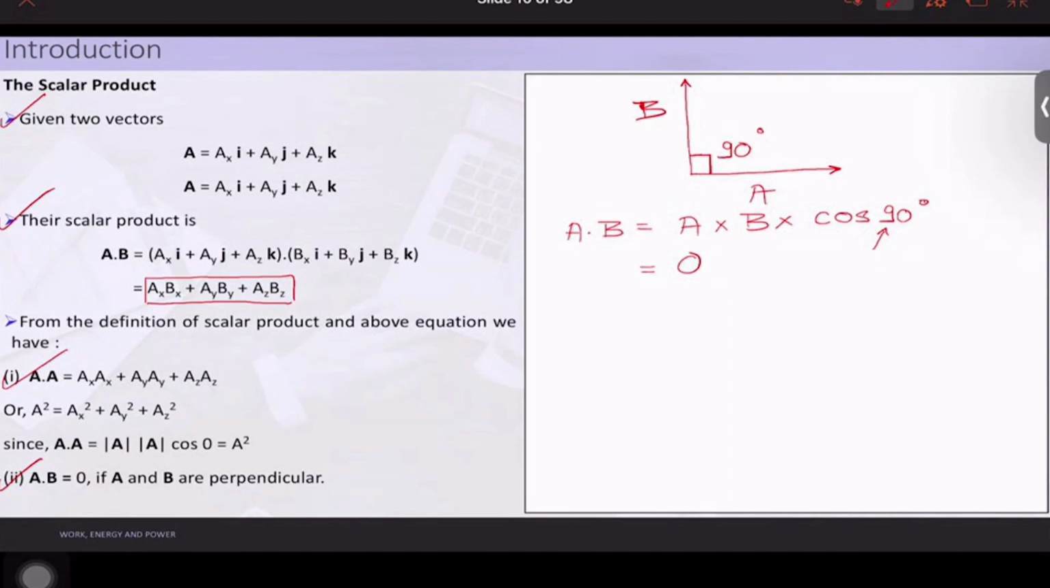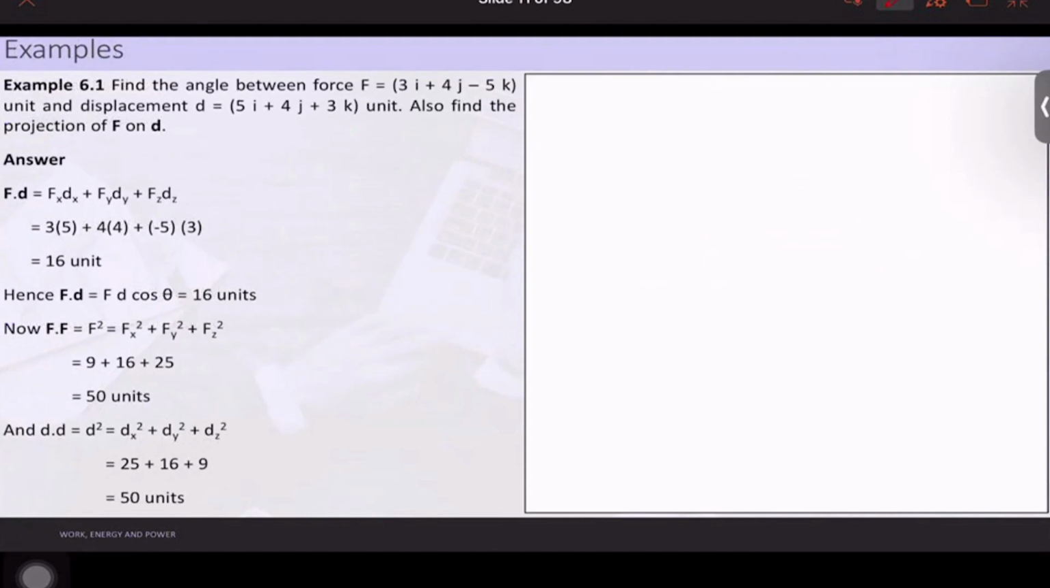Fine. That being said, let us move forward and understand this question here, so that we are clear with the concepts of the scalar product of two vectors. Okay, fine. So find the angle between the force F and the displacement D. Also find the projection of F on D. Okay, so first of all, we need to find the angle between both of them, and after the angle is calculated, we just need to find the projection of F on D. What is the meaning of projection of F on D?